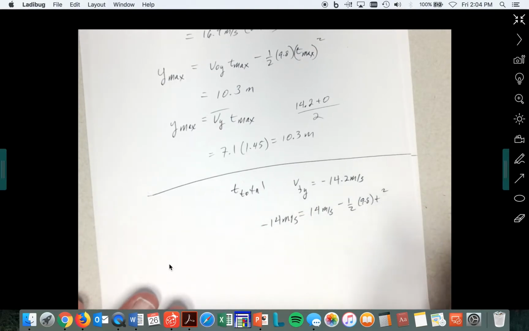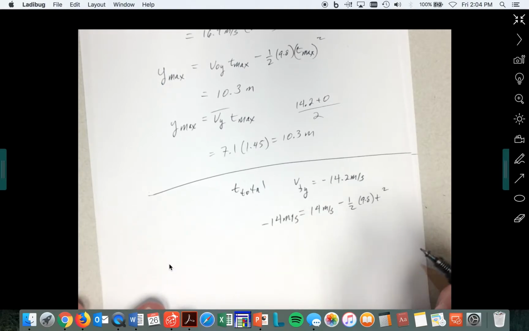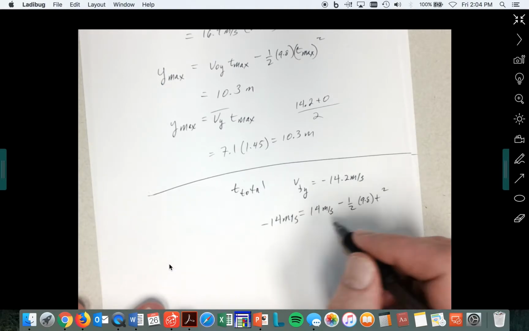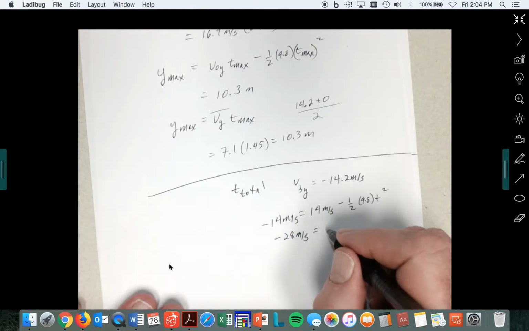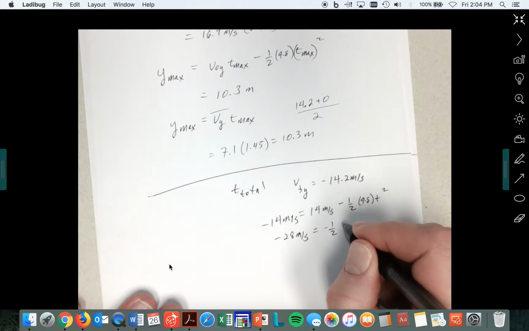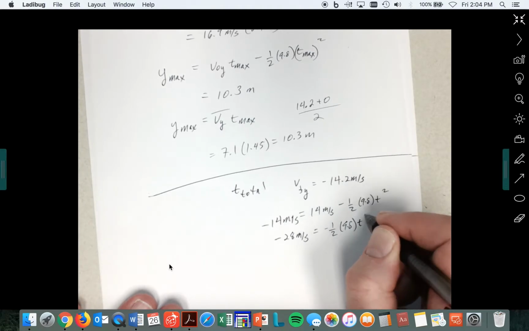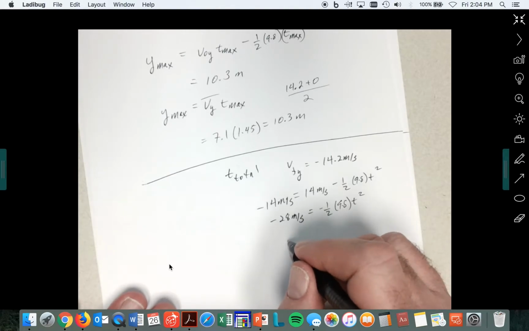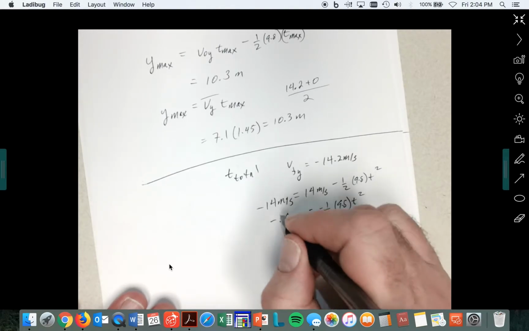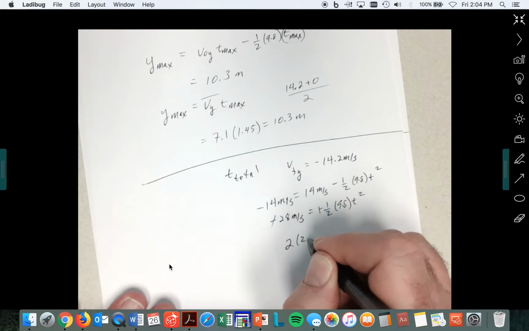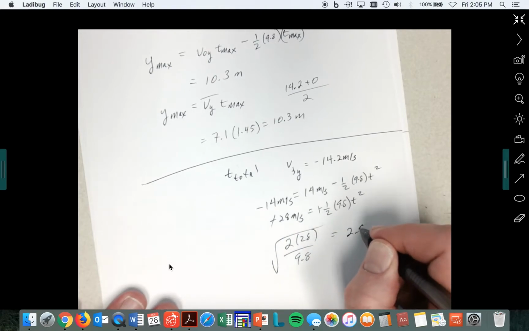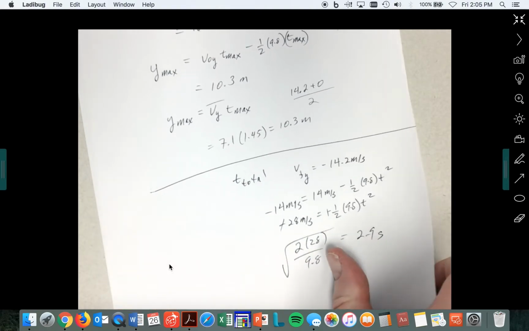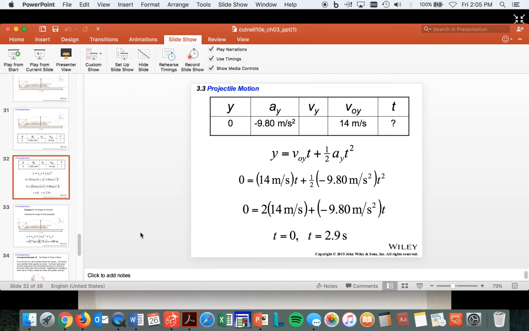That doesn't say what they did, but you can do it this way too. I subtract 14 from both sides, and I get negative 28 meters per second equals negative 1/2 times 9.8 times t squared. The negatives cancel, so 2 times 28 divided by 9.8, take the square root of it, and I get 2.9 seconds. It's flexible, it can go either way. The key was, I just want to show you, we worked it out correctly.